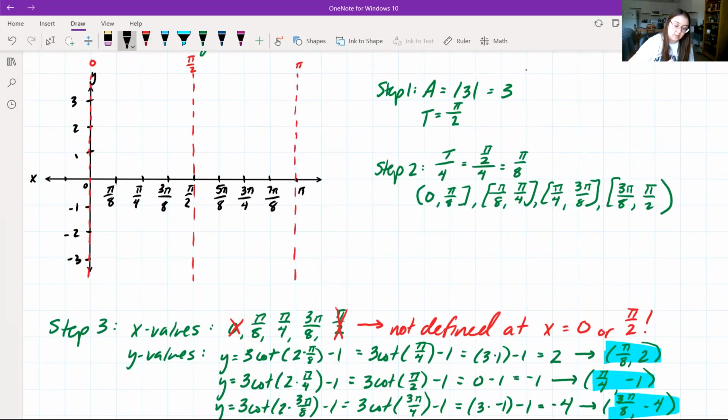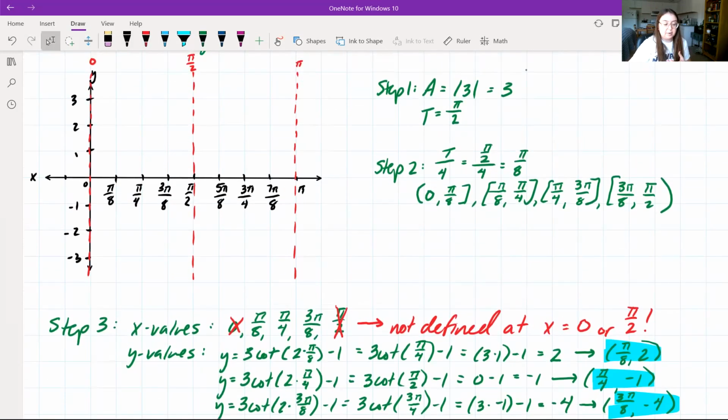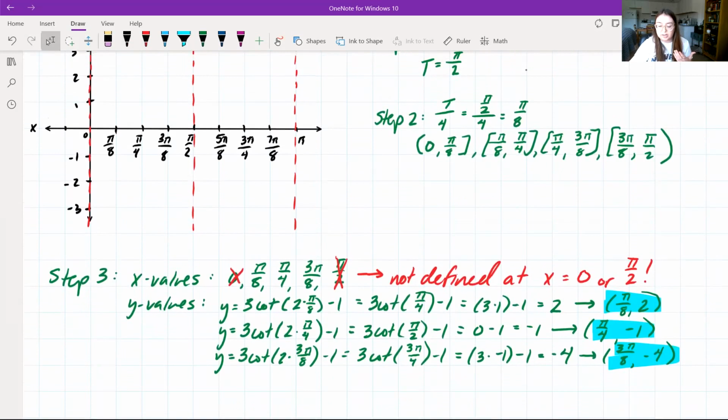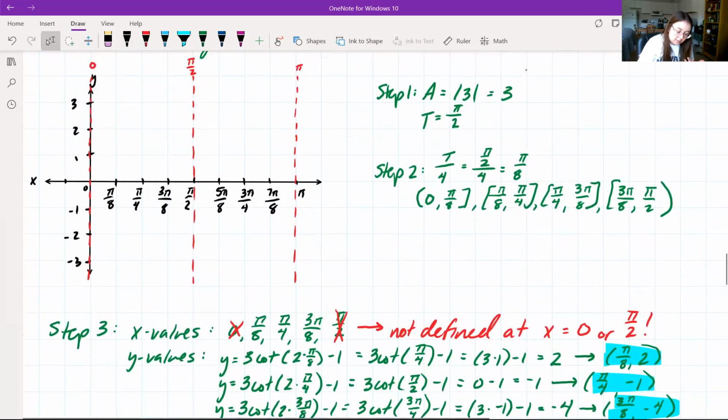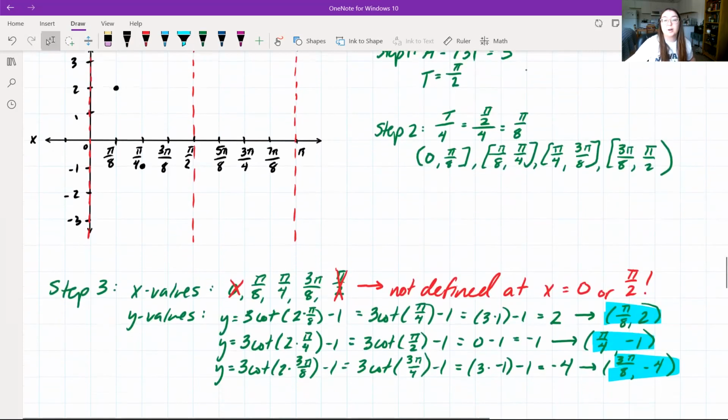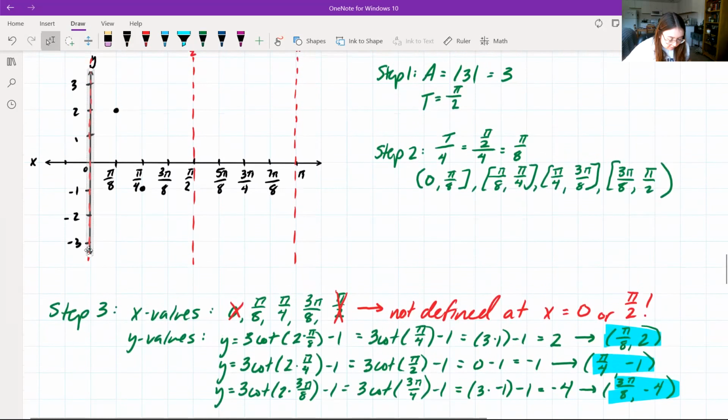Now we can go ahead and plot our actual points. Focusing on our first period, 0 to pi halves, we're going to plot our key points. Our first key point is pi over 8, 2. Then we have pi over 4, negative 1. And then we have 3 pi over 8, negative 4. Oh, okay, our graph doesn't reach down to negative 4, so let's go ahead and fix that. Let's grab this one and pull down to about here. There we go.